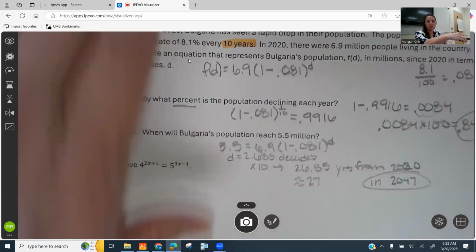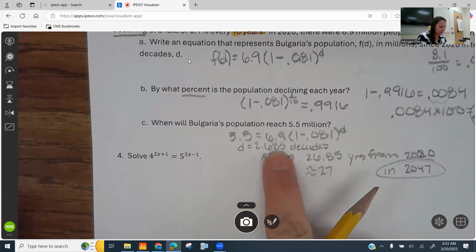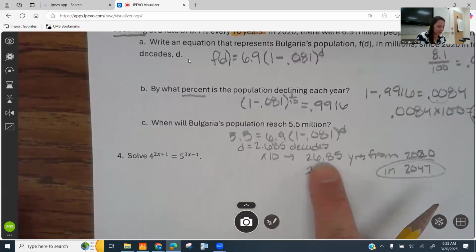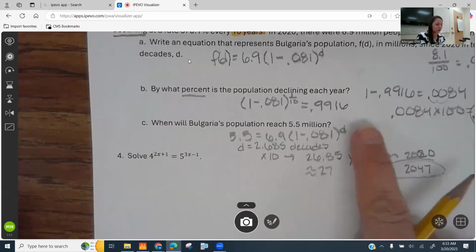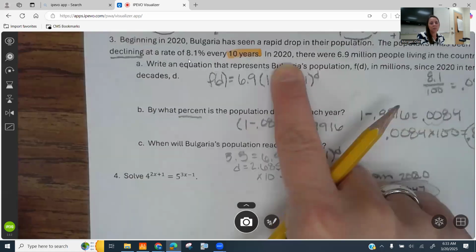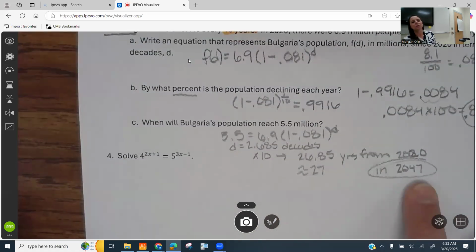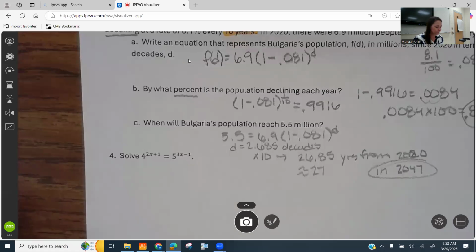All right, so the solution came out to be 2.685, but that's in decades. A decade is 10 years, so I multiplied it by 10. I got 26.85 years, and this is from the start of 2020, from up here. So I added that amount. I said it's approximately 27. So in approximately 2047 is when the population is going to be 5.5 million.